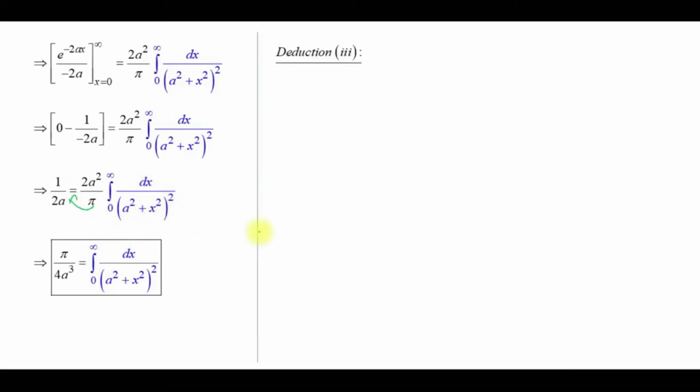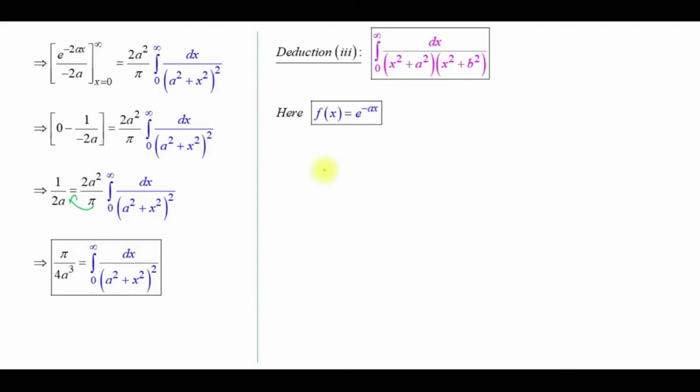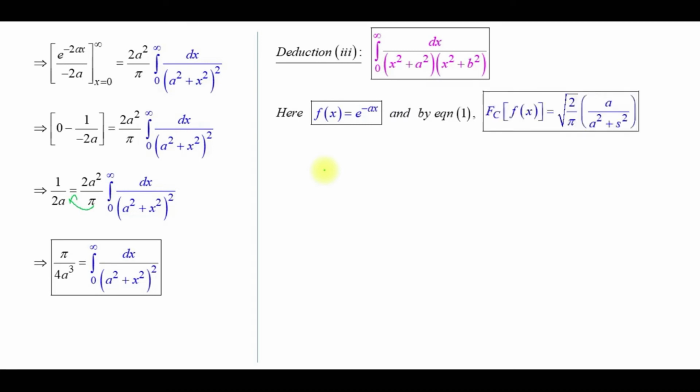Next, the third deduction. Now, the integral from 0 to infinity of dx divided by x square plus a square into x square plus b square. Here, in this problem, we take f of x equal to e power minus ax, and by equation 1, the Fourier cosine of f of x is equal to square root of 2 by pi into a divided by a square plus s square. So both are involving only a.